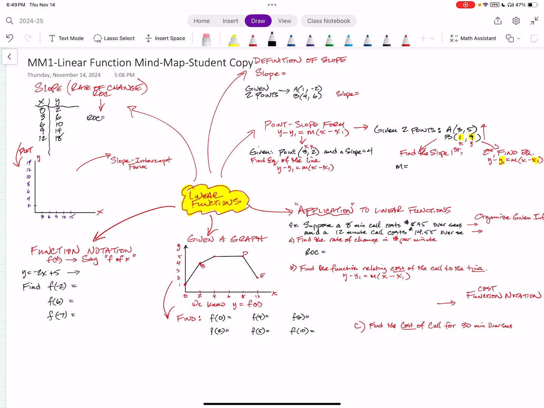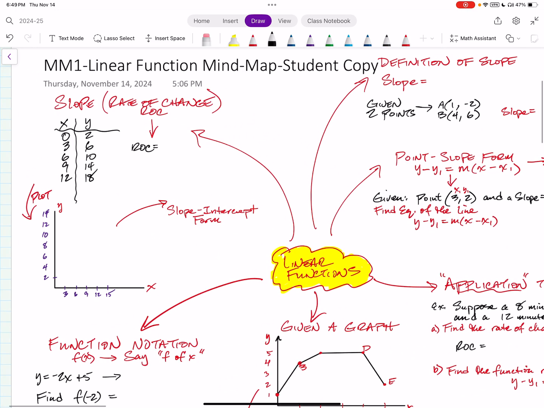Let's start off with linear functions, and let's start off with the slope. This is when I first introduced the topic. We know the slope is the rate of change. ROC is rate of change, this little acronym right there: rate of change, ROC. What we want to do is figure that out.